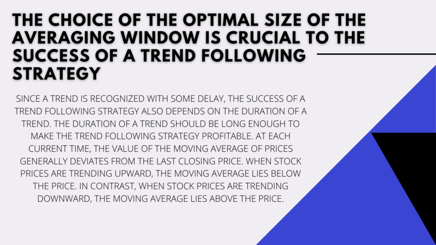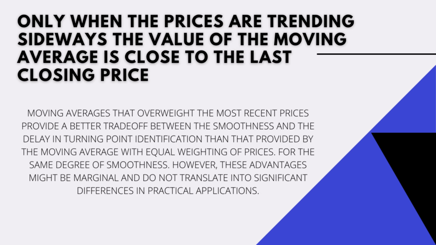On average, the difference between the value of the moving average and the last closing price equals the average lag time times the average price change. Only when the prices are trending sideways, that is, they stay on about the same level, the value of the moving average is close to the last closing price. If prices are trending steadily upward or downward, all moving averages with the same average lag time move largely together regardless of the shapes of their weighting functions and the sizes of their averaging windows.